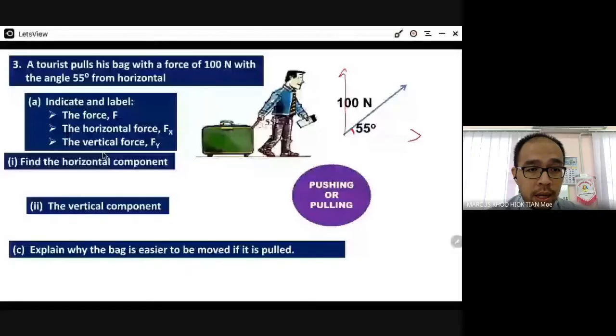Okay, let's do another one. So let's think about this. The horizontal force obviously is this way, and the vertical force is this way. The angle of this is 55 degrees. So let's have Rania and Tian, same thing, Rania for the horizontal and Tian for the vertical.